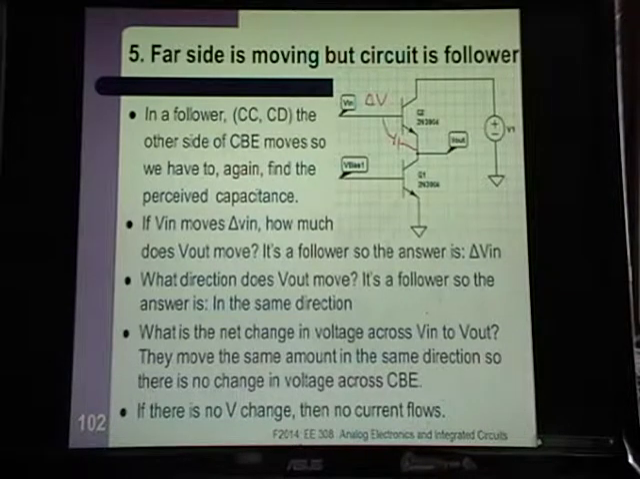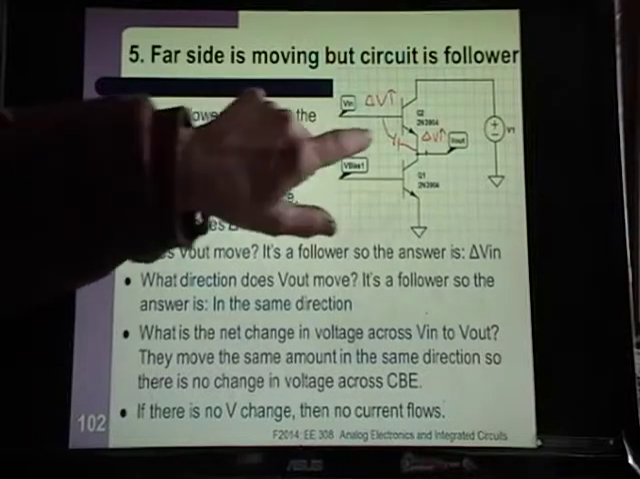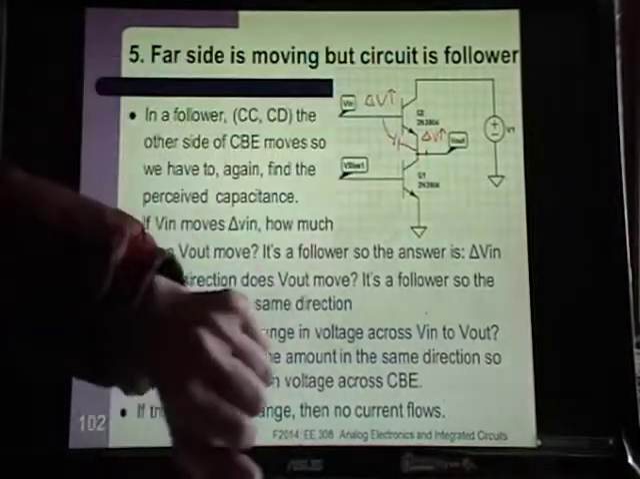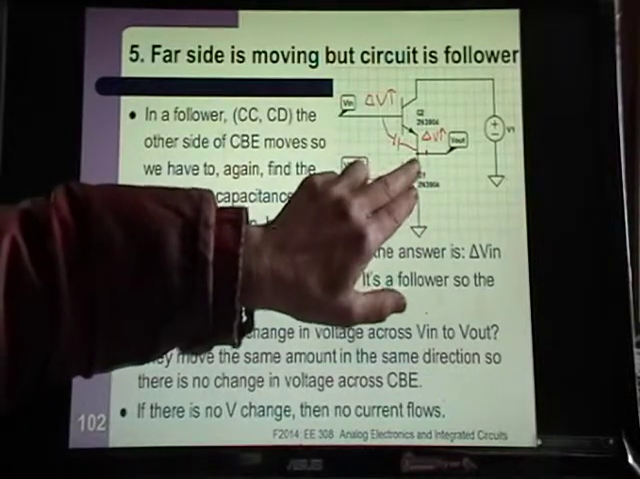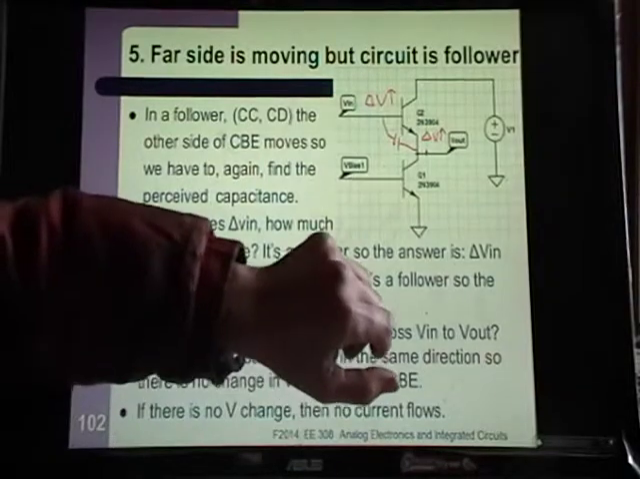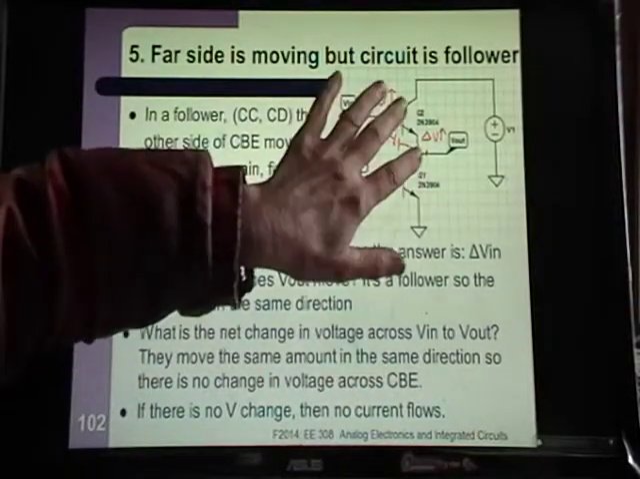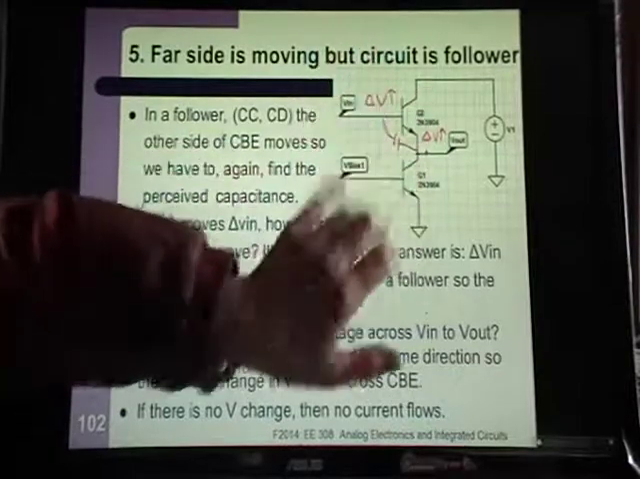If I move this delta V up. Remember, this is a follower. What happens to the voltage at that node? I claim that that also goes delta V up. This is a follower, so if this goes up, this goes up. And I put a transistor down here intentionally just to say that this is pretty much a perfect follower right here. This is a perfect current source, and this is going to be a perfect follower. VBE is going to be constant.